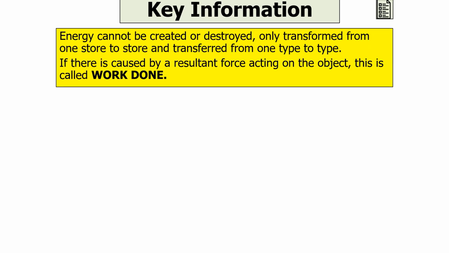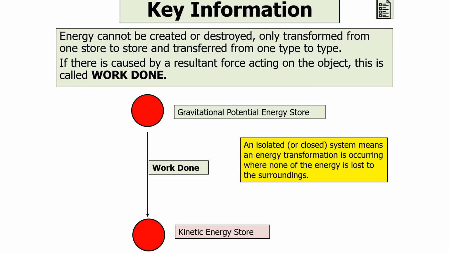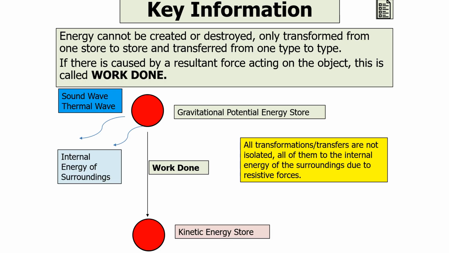Whilst energy cannot be created or destroyed, only transformed from one store to another, or transferred from one type to another type, if it is caused by a resultant force acting on an object, we say work is done. So in this situation here, the gravitational potential energy store has had work done. The object then had work done to it to turn it into the kinetic energy store. Now an isolated or closed system is occurring in this energy transformation as none of the energy is being lost to the surroundings. Now not all transformations or transfers of energy are isolated, and all of them will have energy going to the internal energy store of the surroundings due to resistive forces.